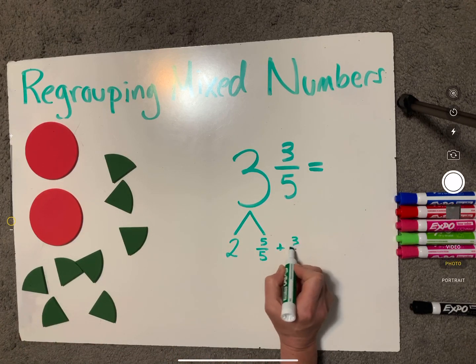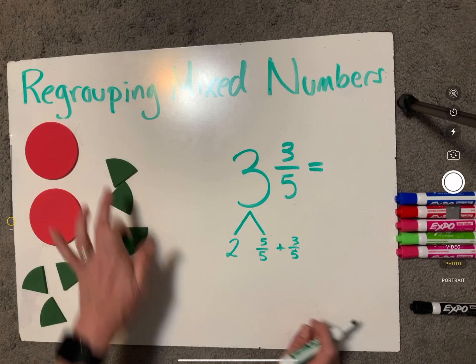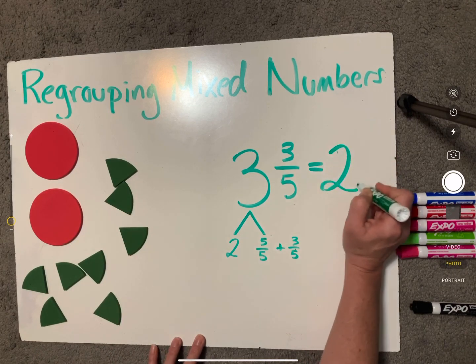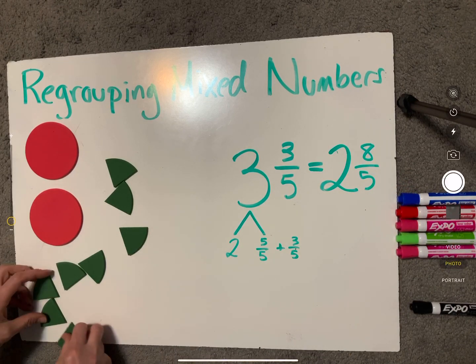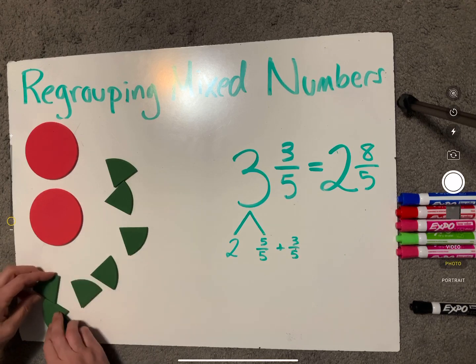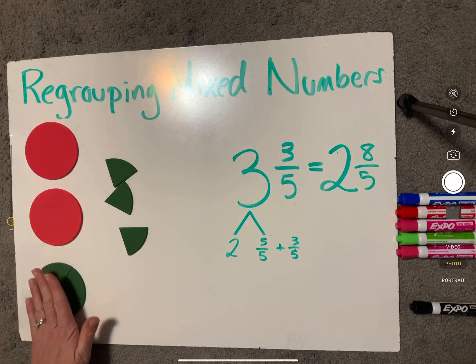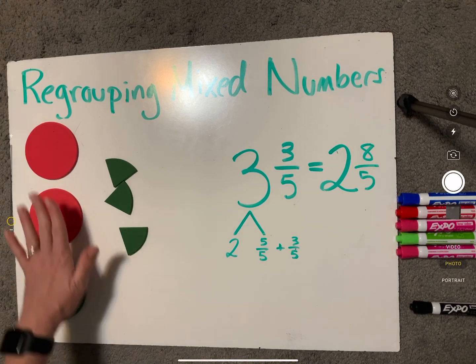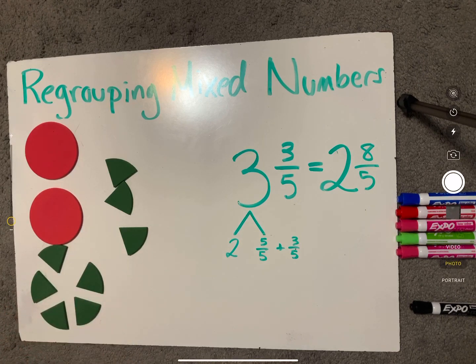Okay, so now we have 2 wholes and how many fifths? 1, 2, 3, 4, 5, 6, 7, 8. So another equivalent fraction for this would be 2 and 8 fifths. Okay, do you see why that works? So if I were to put this back together, I still have 5 fifths. So when I put it back together, that gets me back to my 3 wholes. So I haven't changed the amount of foam that I have, these little foam blocks. I haven't changed the amount. What I've done is I've regrouped it or talked about it in a different way.